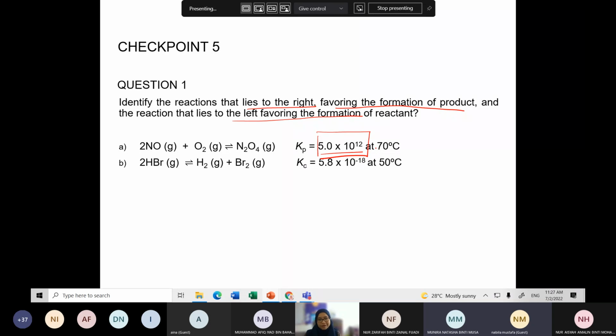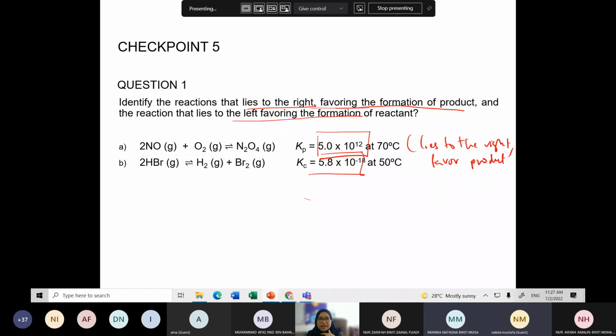Dah pergi ke kanan kan? Maksudnya pergi kanan buat apa? Produce product. Sebab dia 2 soalan kat sini. You baca betul-betul. Dia tanya equilibrium position and then dia tanya to the left favor product and the reaction that lies to the okay. Dia tanya satu je soalan. Cuma kita kena describe in terms of position of equilibrium and also the formation of reactant or product. Okay, alright. So A, the answer would be lies to the right, favor product.